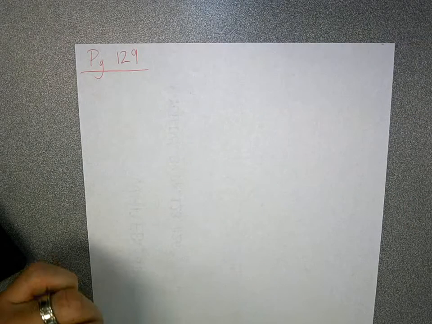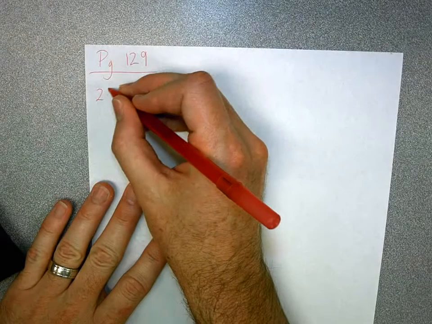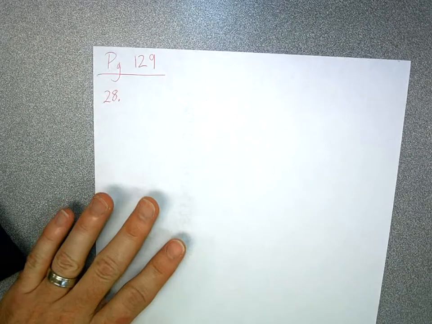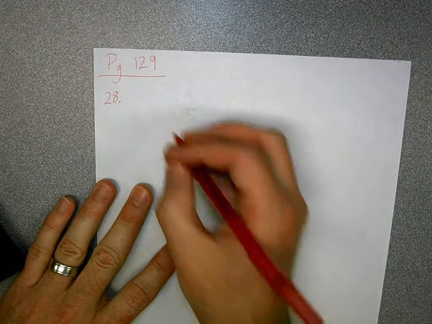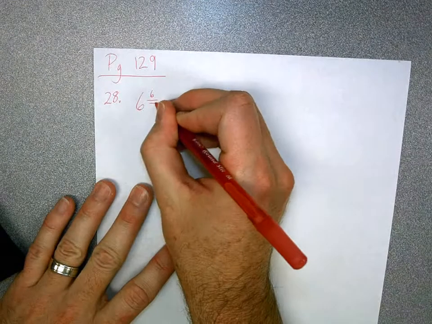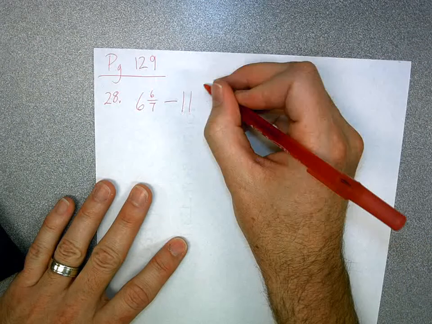Okay, on page 129, hopefully your paper's ready to go. We are going to start with problem 28. Problem 28, and it is 6 6/7 minus 11 7/8.